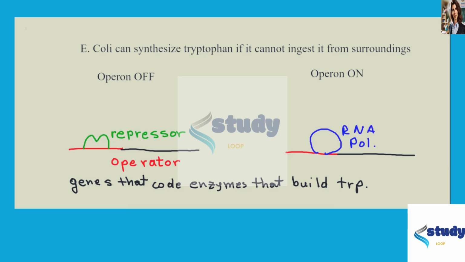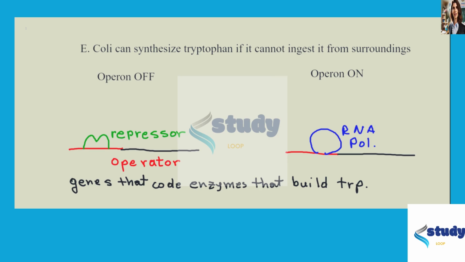So in the two instances that I've drawn here, on the left is the operon in its off state because the repressor, drawn in green, is bound to the operator. On the right-hand side, the operon is on, the repressor is not bound, and the RNA polymerase is bound and can then transcribe the gene. So in which one of these instances would you expect there to be tryptophan? Well, if you have tryptophan, you don't need to make it. So the left-hand side would be the case where tryptophan is actually present.